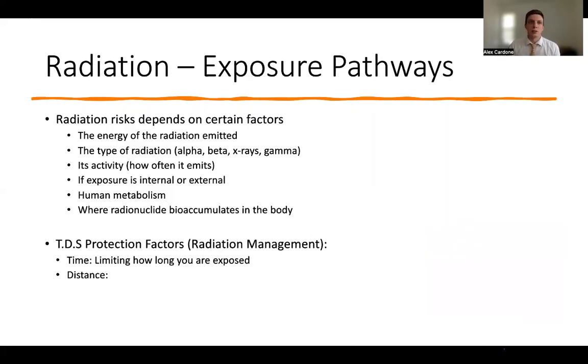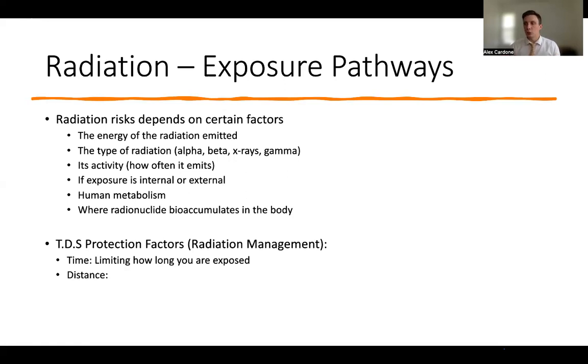So, exposure pathways. Radiation risk depends on a certain number of factors. The energy of the radiation being emitted, as well as the type of radiation, whether it's alpha, beta, X-ray, gamma, UV, visible light, microwaves, or radio waves, plays a factor in how damaging it may be, in addition to its activity, or how often it emits. And then whether exposure is internal or external. Alpha particles, for example, are a lot more damaging if they're ingested rather than if they're on the outside, because they can't penetrate through the skin. And then human metabolism as well.